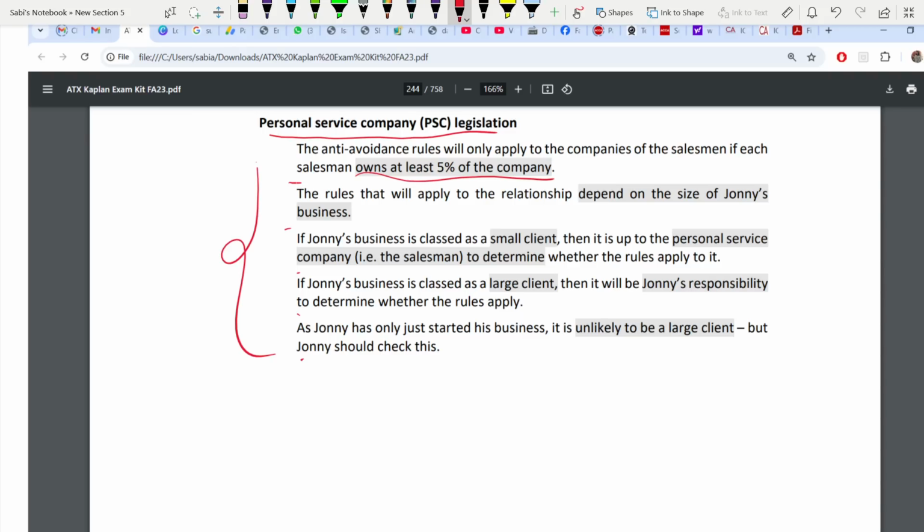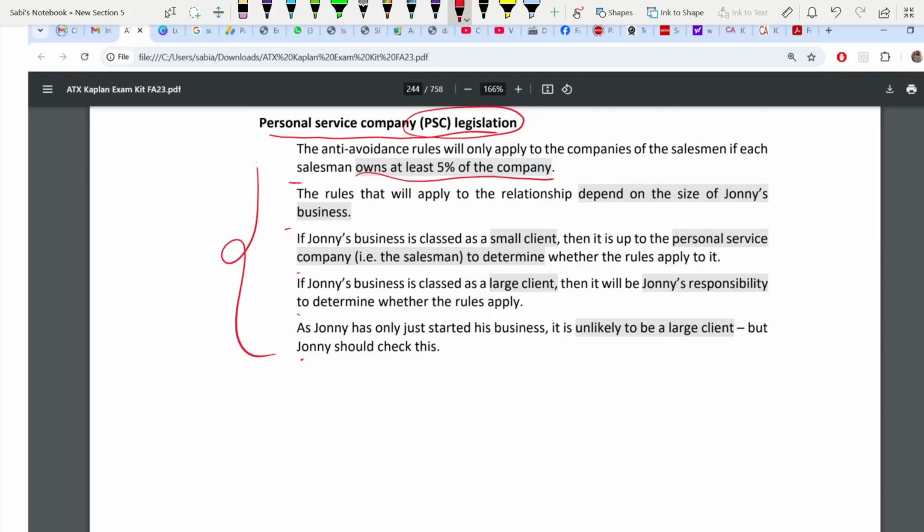What is it? Anti-avoidance rule. What is the anti-avoidance rule? They will want you to be treated as an employee. They will not let you treat it as self-employed. You're setting up a personal service company. That means you are no longer an employee if you're owning 5% or more than 5%. It becomes your personal service company. So you will fall under this category, PSC.